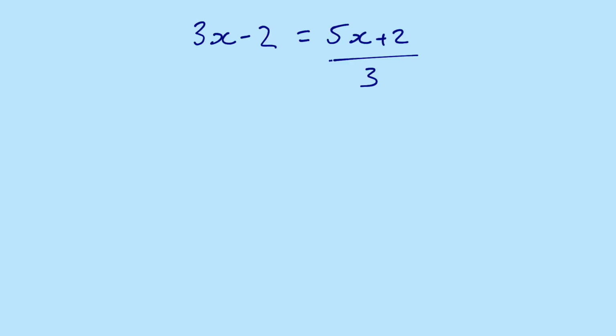As you can see in this example, we have the fraction on the right hand side. So the first thing we will do is draw a line down the middle. So I want to get rid of the divide by 3. To do that, I will undo that operation and I will times by 3. So I times the right hand side by 3 and the left hand side by 3. So I times the 3x by 3, which is 9x, and the minus 2 by 3, which is minus 6. And then on the right hand side, I will be left with just the 5x plus 2, as the times by 3 and the divide by 3 cancel out. So this is what we have.